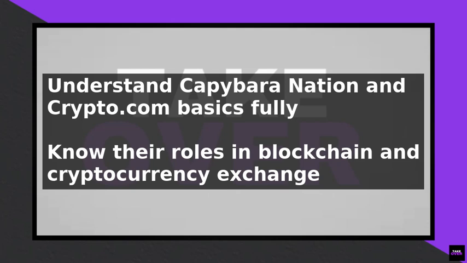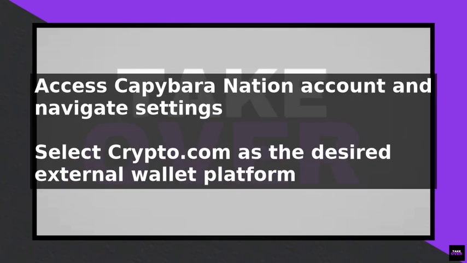To begin the connection process, start by accessing your Capybara Nation account and navigating to the Integration or Settings section. Look for the option to connect external wallets or exchanges, and select Crypto.com as the desired platform. Next, you will be redirected to the Crypto.com website, where you will need to log into your account.